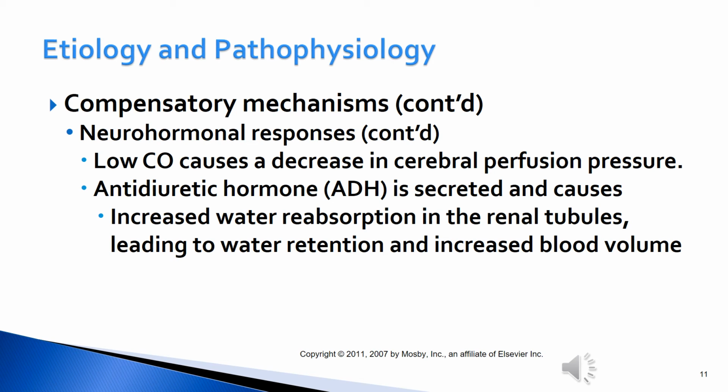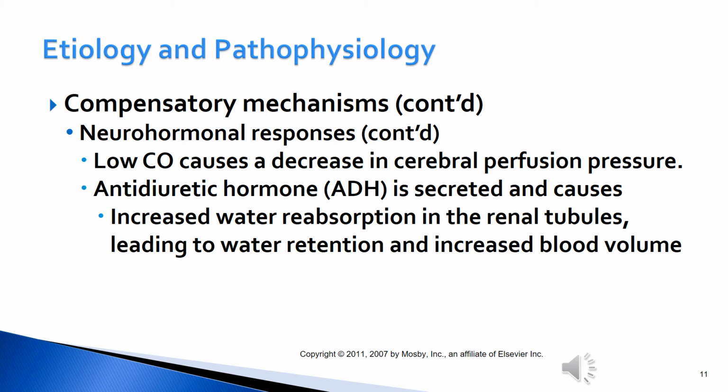I know we talked about vital organs, and everyone thinks the heart and the lungs and the liver and the kidneys, and yes, those are all important, but really the brain is very important. Because of that low blood volume and inability to properly perfuse, it can have a decrease in cerebral perfusion pressure. So antidiuretic hormone, or ADH, is secreted, and because of that, it causes an increase in water reabsorption in the renal tubules, leading to water retention and increased blood volume.